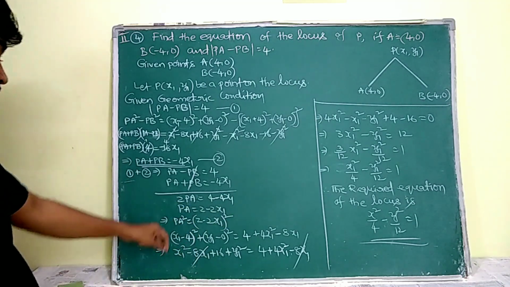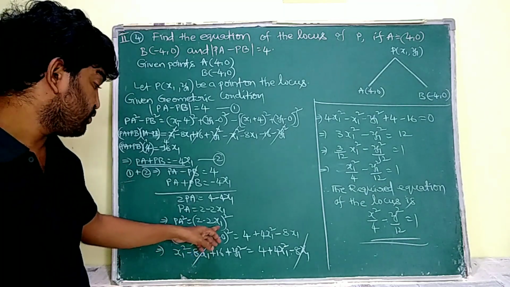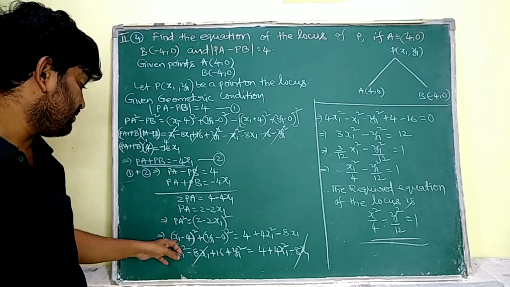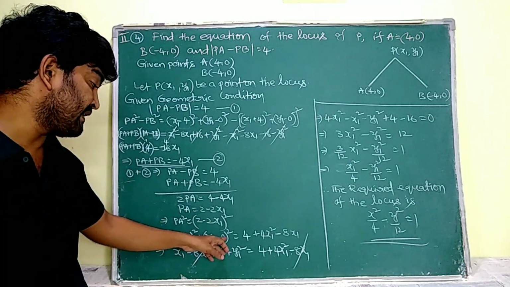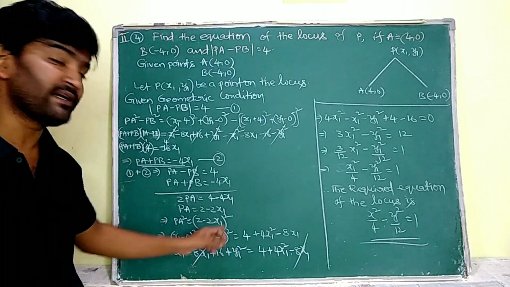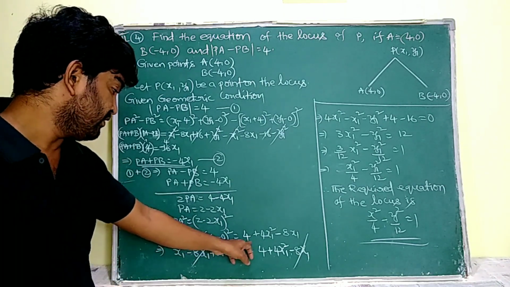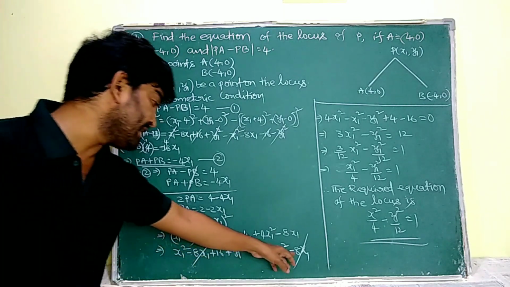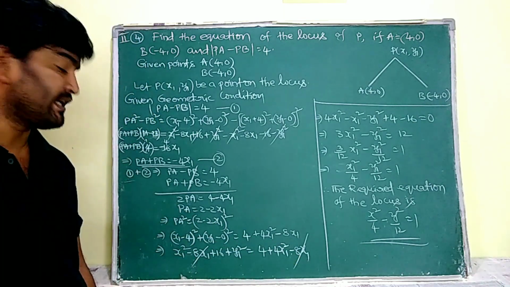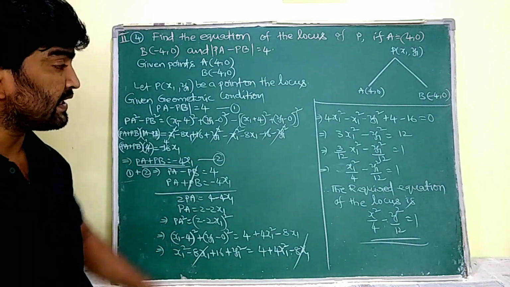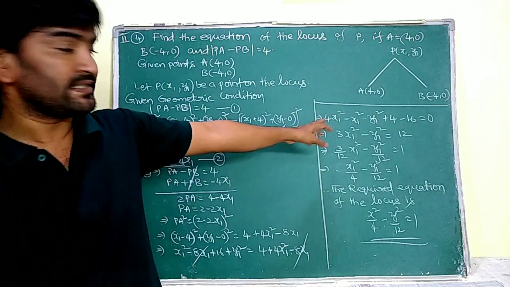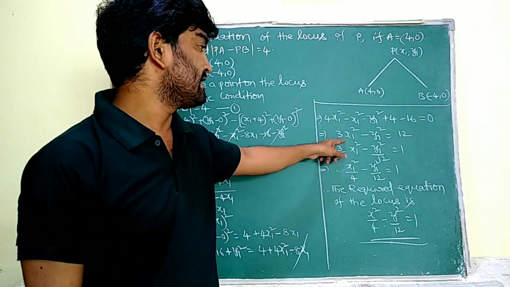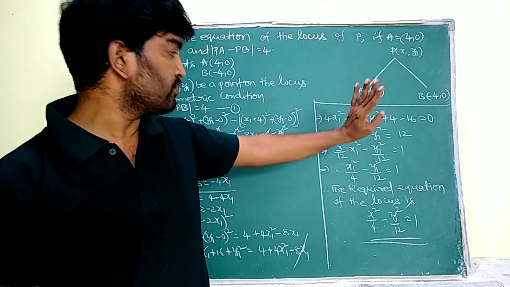By squaring on both sides, PA² is equal to (2 - 2x1)². PA² means the distance between P and A, so (x1 - 4)² + (y1 - 0)² is equal to, expand it by using (a - b)²: 4 + 4x1² - 8x1. Here this -8x1 and -8x1 are going to be cancelled. Now transfer all the values to the right hand side. Then 4x1² - x1² - y1² + 4 - 16 is equal to 0. This is 3x1² - y1² is equal to 12.